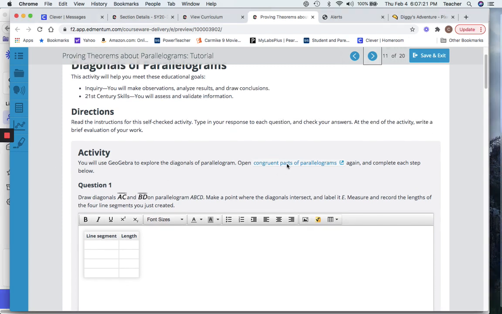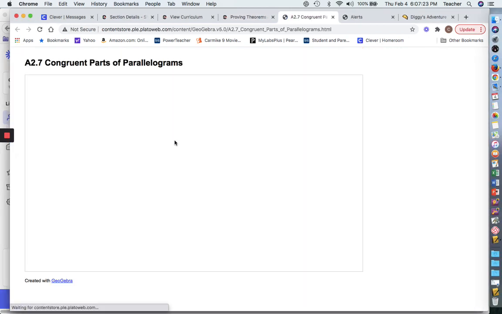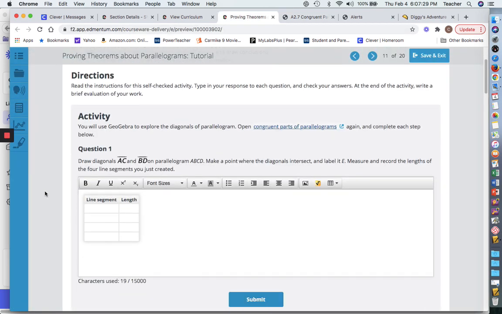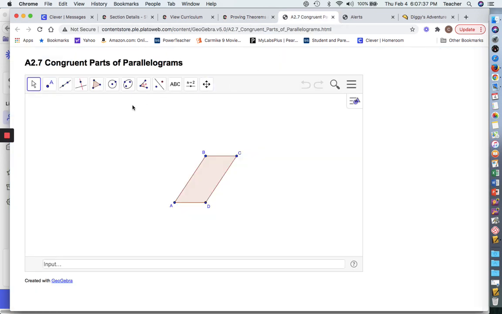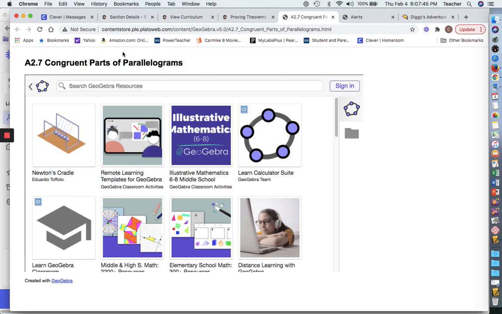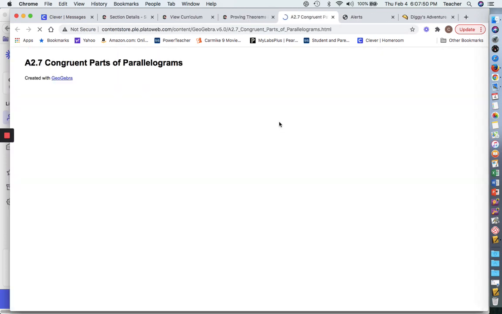Looks like I got a GeoGebra to open up. Is it going to give me a parallelogram? Same parallelogram. Okay. All right, so let's see what we got to do here. We got to draw the diagonals AC and BD on the parallelogram. Okay. So AC, make this a little bit bigger. Oops, I didn't mean to do that. Clicked on the wrong thing. Let me try again.